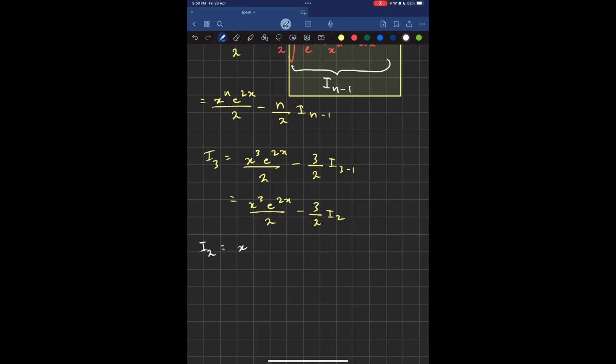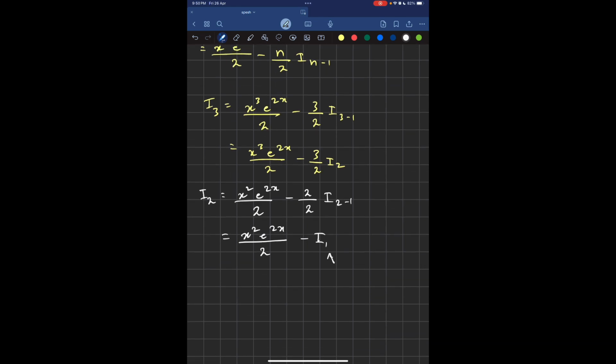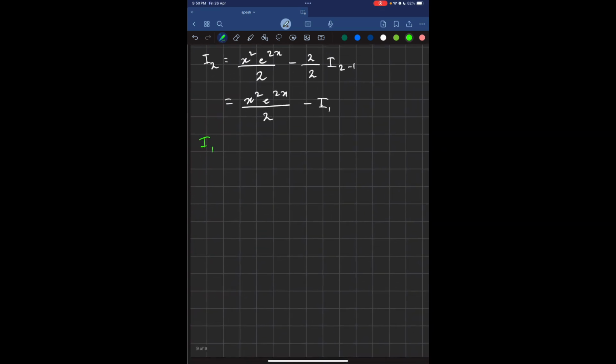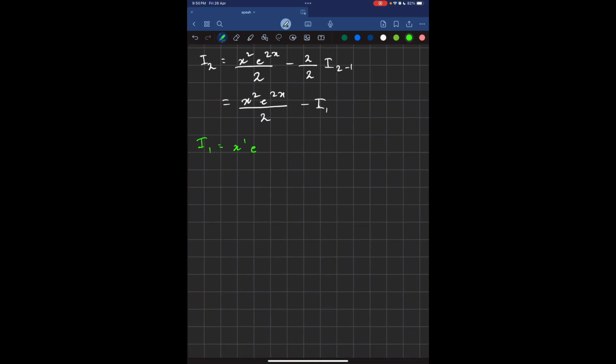I2, now we sub in 2 for n. So n is equal to 2 now. Now this is I1. We don't know what I1 is, but we can find out what I1 is by subbing in n is equal to 1. So I1 would be equal to x to the power 1 times e to the power 2x over 2, minus half.